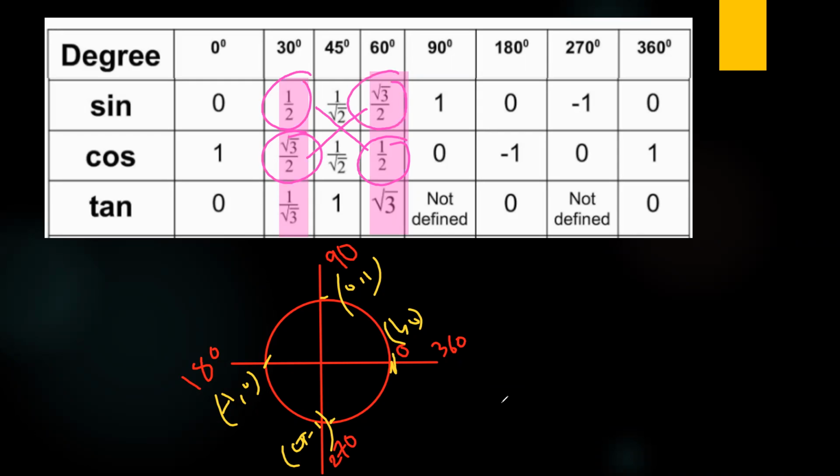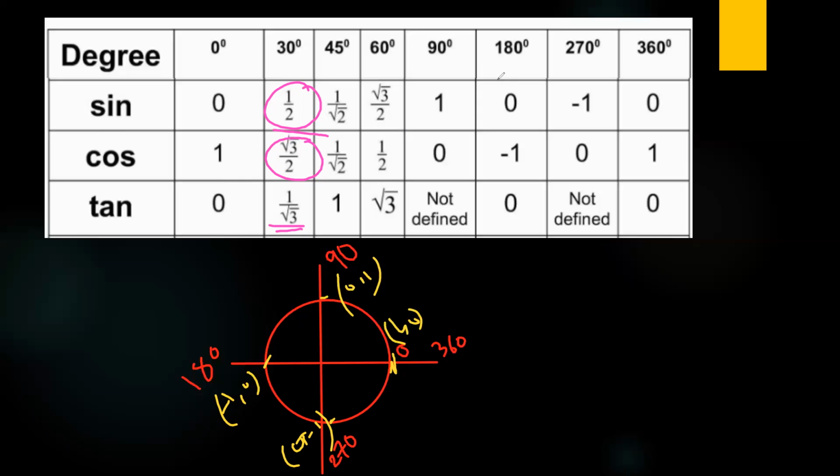And the tan, how to find it? By dividing the sine over cosine, you get the tan. So the tan for 30 is 1 over square root of 3, and the tan for 60 is square root of 3. Now, let's talk about 45. For 45, its sine and its cosine are the same, 1 over square root of 2. This is for the sine and for the cosine, and the tan will be 1.